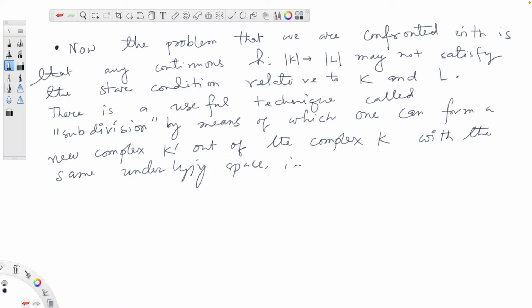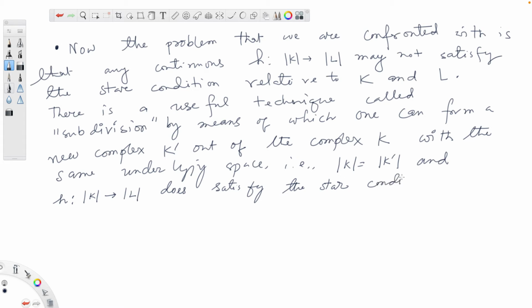That is, mod K should be the same as mod K prime. Okay? So one builds a new complex K prime out of this given complex K so that they have the same underlying space, and the map H from mod K to mod L does satisfy the star condition relative to K prime and L this time, relative to this new complex K prime and L.